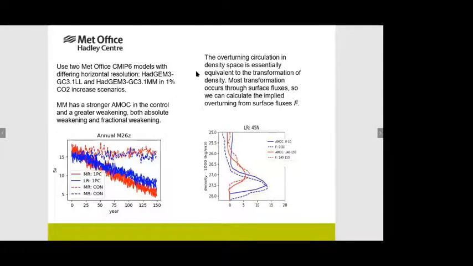So the overturning circulation in density space is essentially equivalent to the transformation of density. If you have light waters going northwards and dense waters coming southwards in the Atlantic, that's equivalent to the density transformation from those light to dense waters. And most of that transformation occurs through surface fluxes. So we can calculate the implied overturning from surface fluxes, which I'm calling F. And this is showing that F does reasonably approximate the AMOC at the beginning and the end of the 1% scenario.